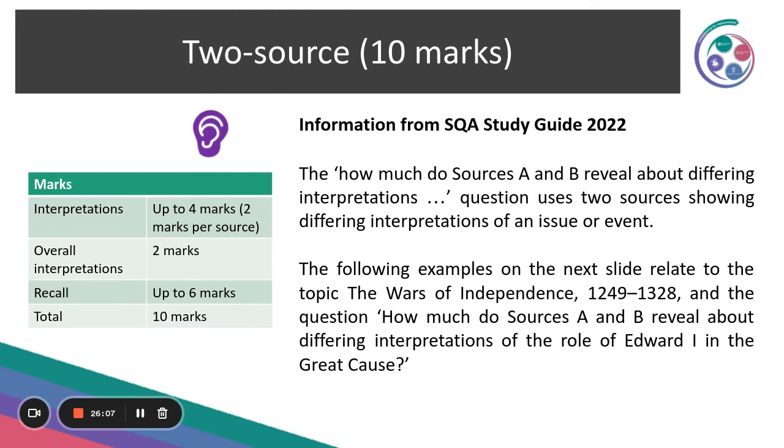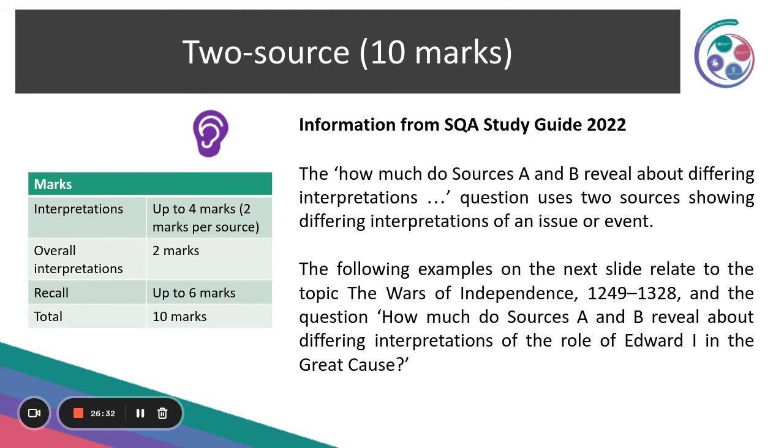If you look at older past papers, you'll see maybe ones from like 2015 that say source comparison, which is a bit like National 5. That's not how we structure these questions. That's not what these questions are like anymore. So instead, we're looking at interpretations, which is up to 4 marks, and you get 2 marks per source. Overall interpretations, which is 2 marks, and recall, which is up to 6 marks.